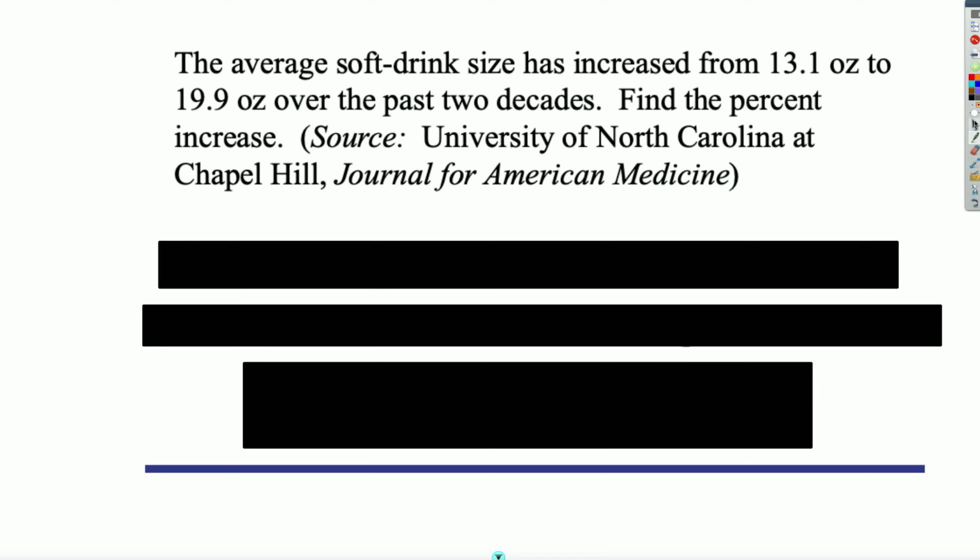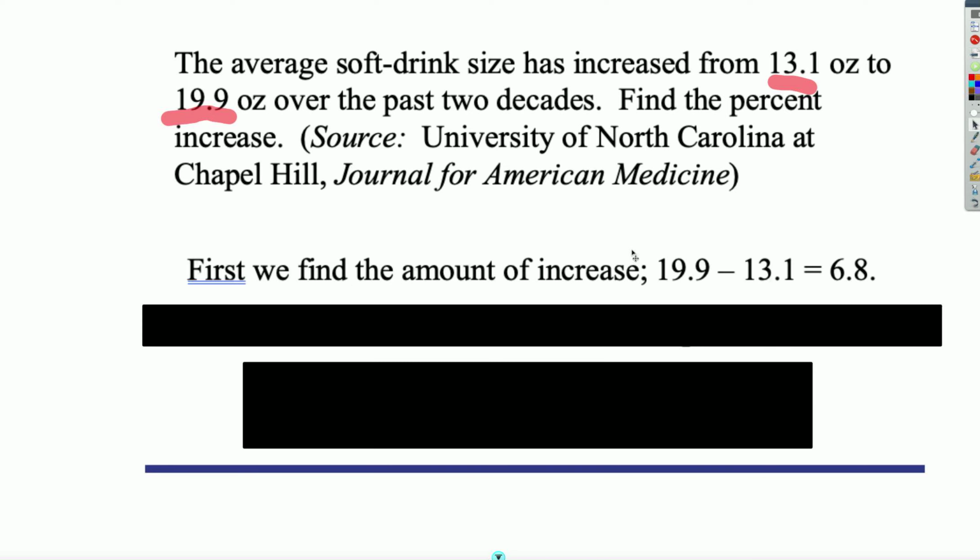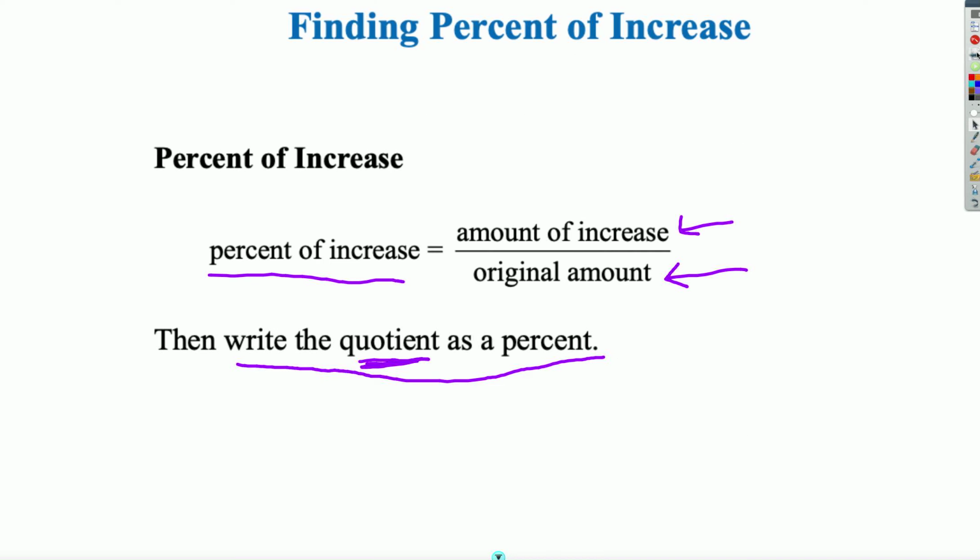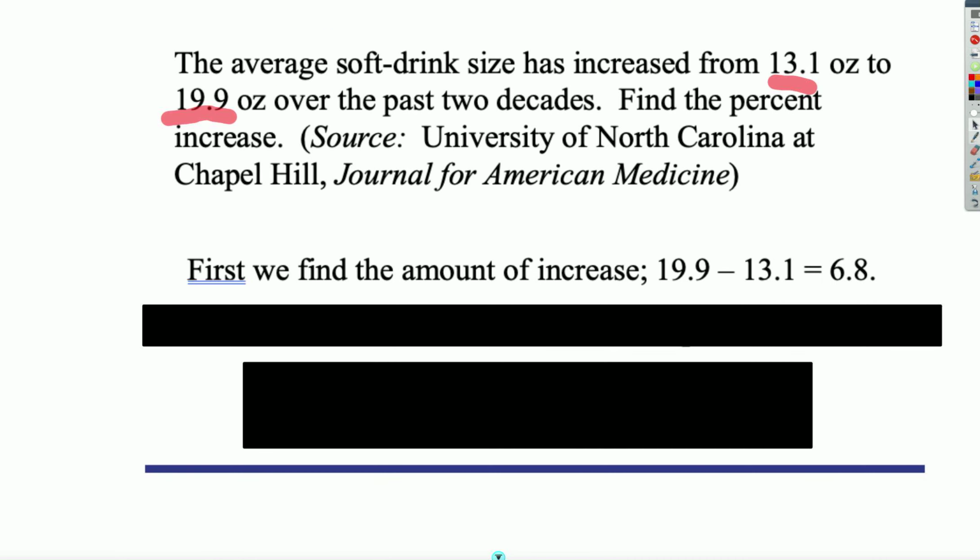It says the average soft drink size has increased from 13.1 ounces to 19.9 ounces. Find the percent increase. So first I've got to figure out how much it increased. Percent increase is supposed to be the amount of increase over the original. Well, how much did it increase? So that's my first step. So I'm going to subtract 19.9 minus 13.1 to see how many ounces it increased.